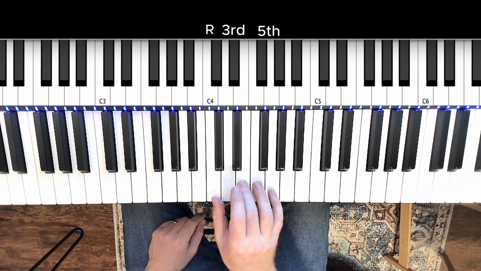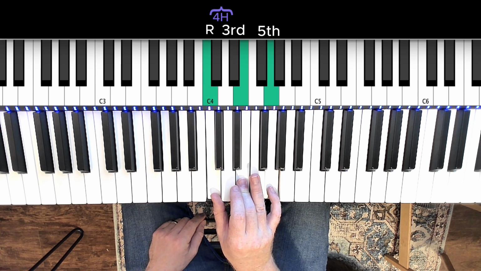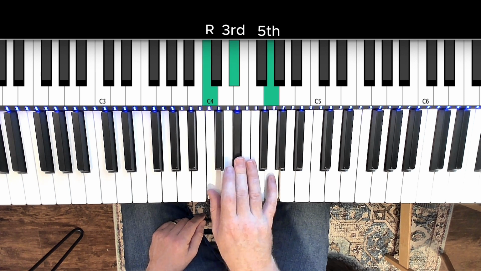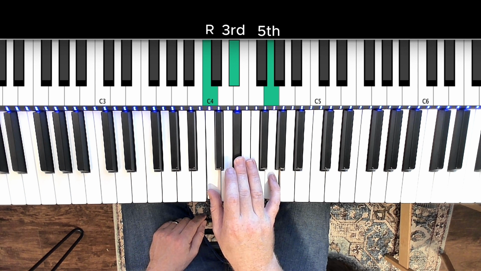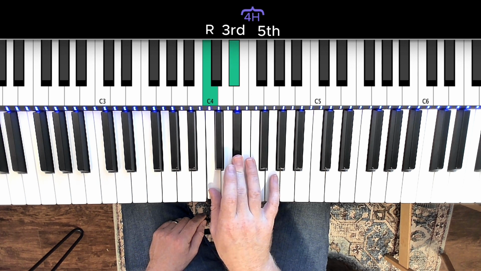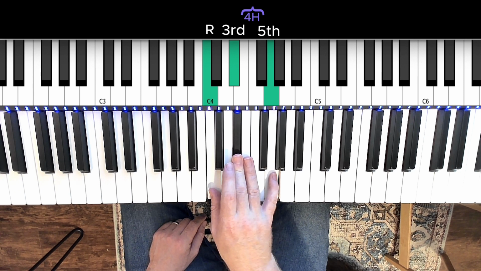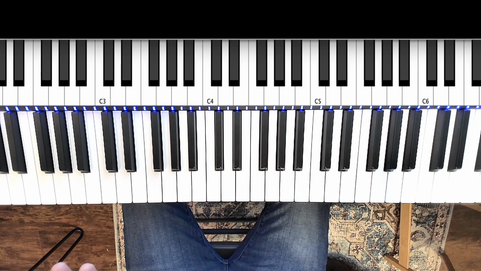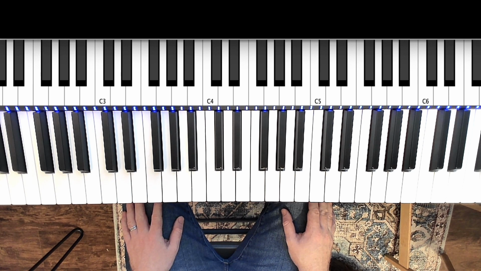The major uses 4 half steps between the root and the third, and 3 half steps between the third and the fifth. But the minor triad uses 3 half steps between the root and the third, and 4 half steps between the third and the fifth. Okay, and that's major and minor triads. Stay tuned for next week when we look at inversions.